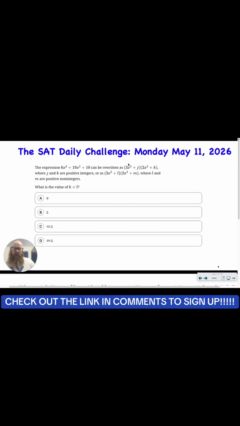All right, so what I'm going to do is first multiply all this out. I'm going to get 6x to the fourth, then 3kx squared, and in this one 2jx squared, and then finally jk. When I match it up with our original and combine like terms for the x squared, I'm going to have 3k plus 2j, and that's going to have to equal this 19 right here. And then jk itself is going to have to equal 10.